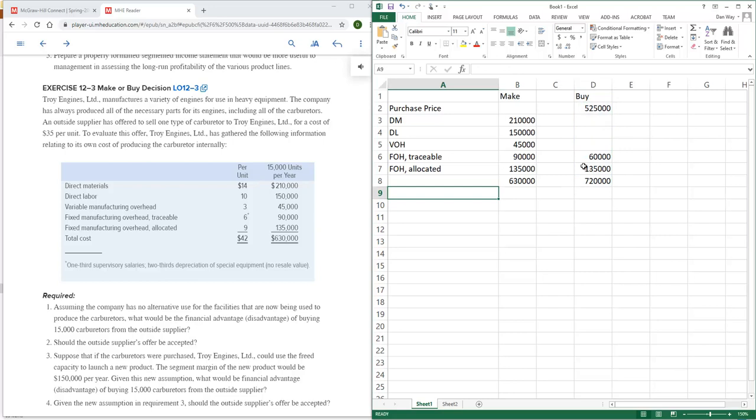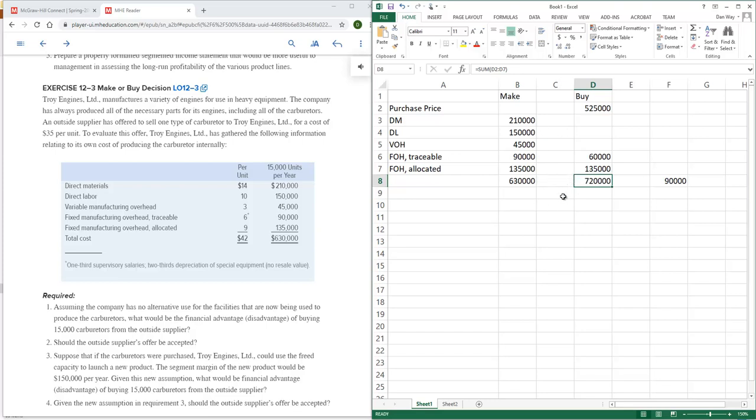So as we can see here, the total cost if we buy is $720,000. If we make it, $630,000. So the difference, just to be explicit, $720,000 minus the $630,000, we're saying we're $90,000 worse off if we buy from the outside supplier. So all things equal, we should continue to make it in-house. And that's really what question 2 asks. Should the supplier's offer be accepted? Well, no, we're going to be worse off.